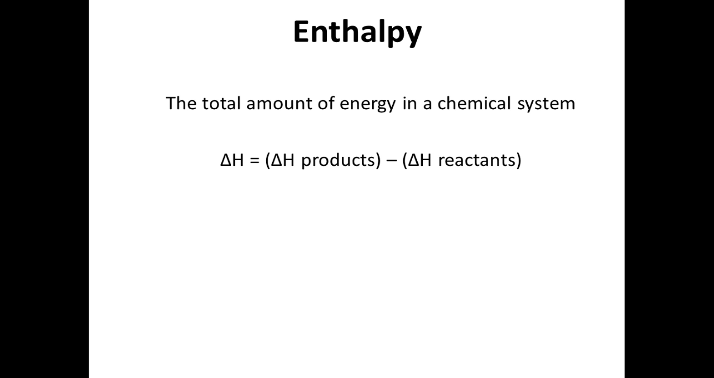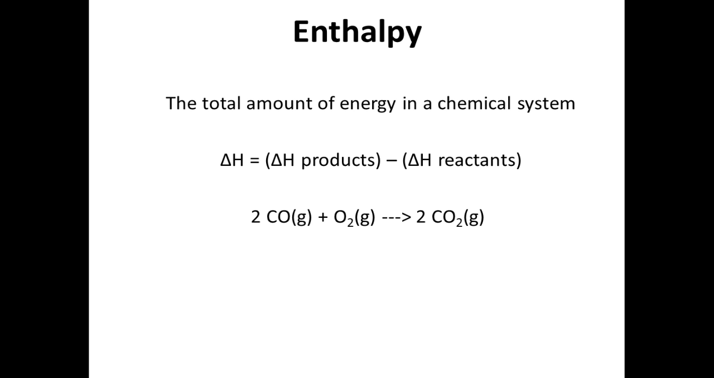And in order to find the change in enthalpy of a chemical reaction, you take the change in enthalpy of the products minus the change in enthalpy of the reactants. That is because that is the amount of energy it takes to form each component within that chemical system. Since the reactants have already been made, that energy isn't calculated in. So that's why we have to subtract that out.